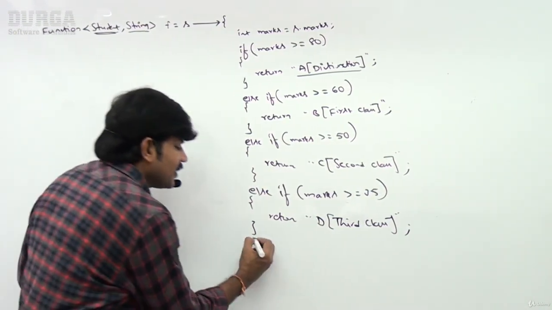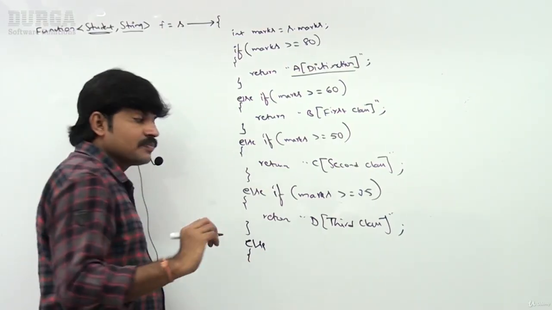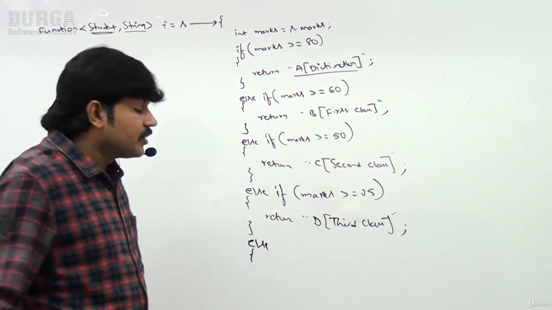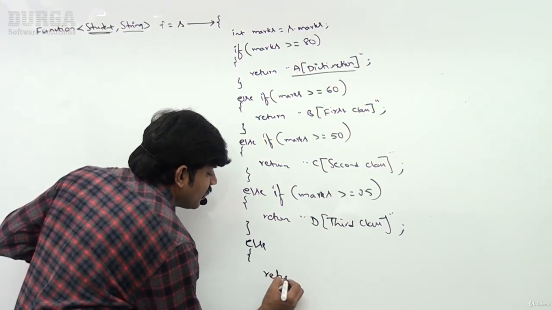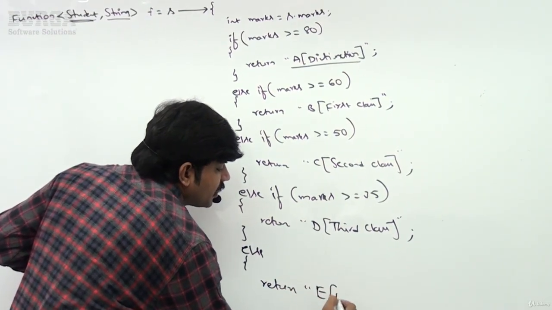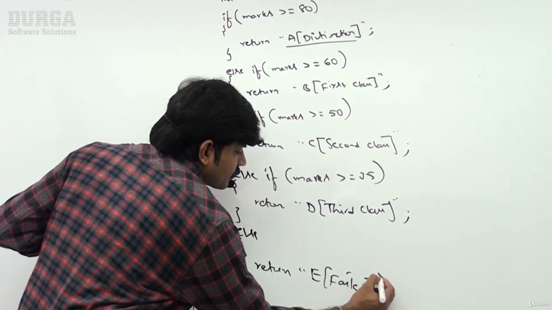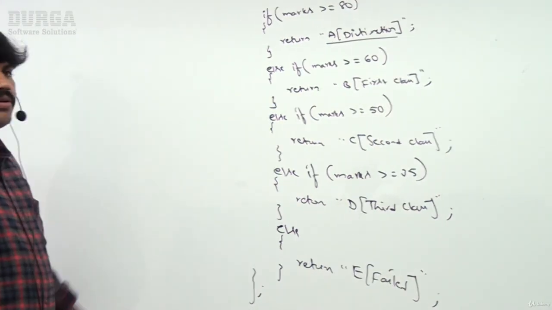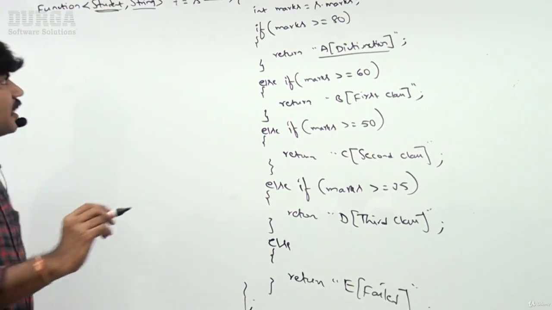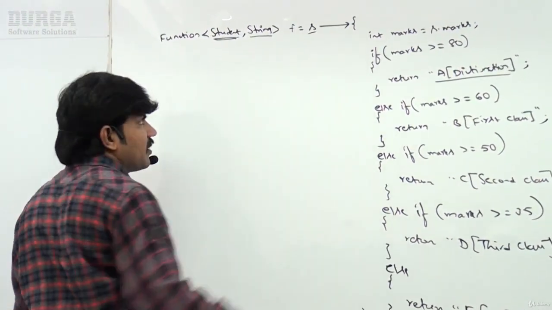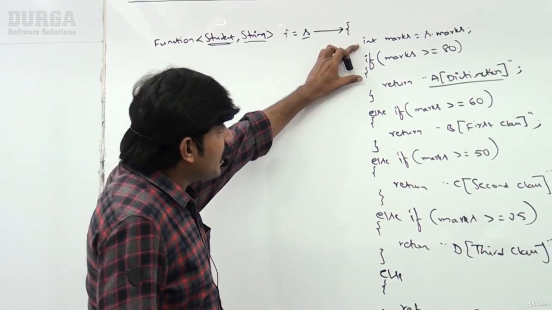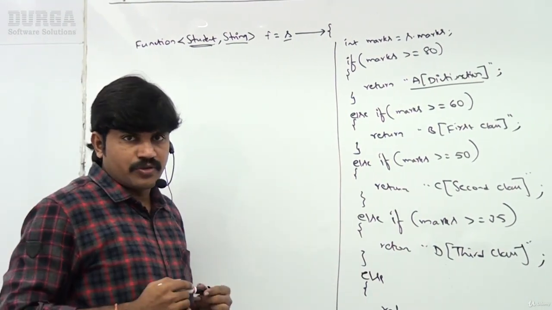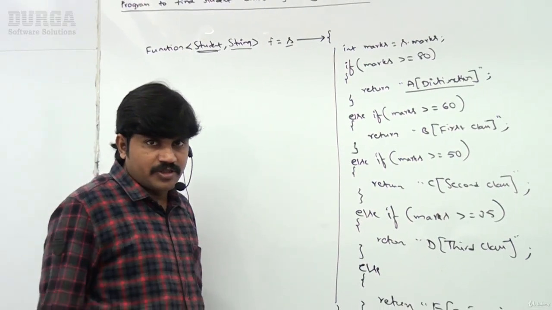Next, else. Do you know what the else is? His marks are not greater than or equal to 35. Then obviously else return E grade, which is nothing but failed. Beautiful lambda expression. This lambda expression is going to take a student object as the argument, and it is always going to return the grade of the student. I hope everyone is able to understand, right?